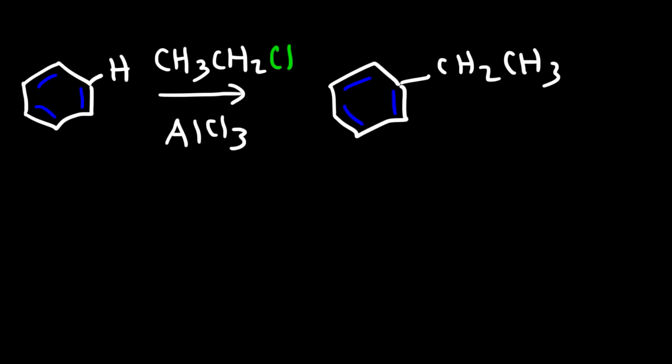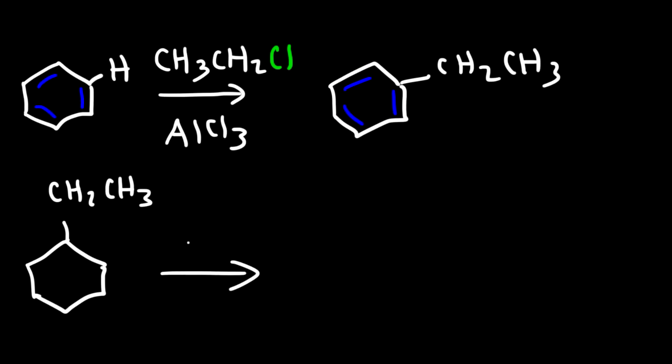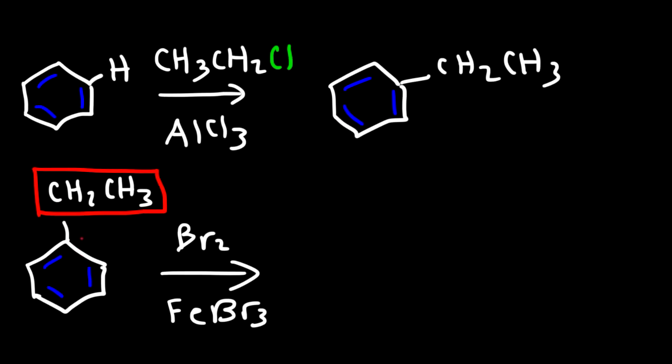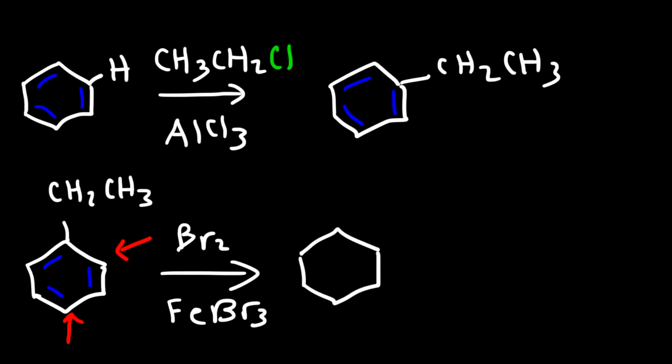Now, continuing from ethylbenzene, what's going to happen if we react this with, let's say, bromine with iron 3 bromide? What's going to be the product of this reaction? Now, you need to know that the ethyl group is an ortho para director. So the bromine group can go on the ortho position, which is the same as putting it here, or it can go on the para position. So in this example, we're going to get a mixture of two products.